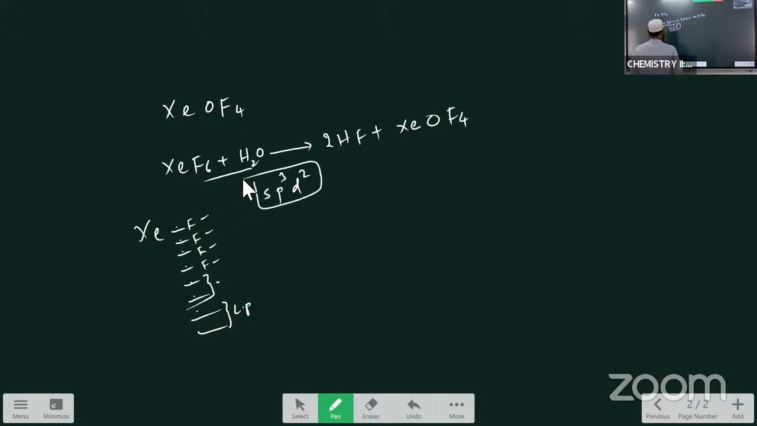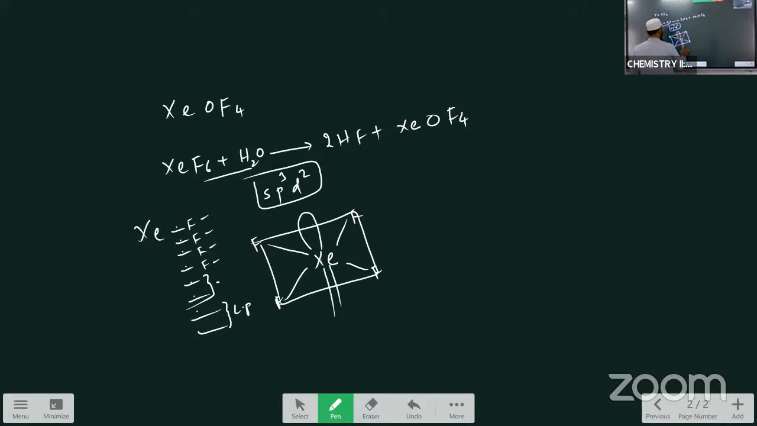In the XeOF4, xenon undergoes sp3d2 hybridization, and what is the shape of that molecule? Square pyramidal shape. कौन से भी दो मिला के 4 मार्क्स में पूछता है, ऐसे क्यों है? तो स्क्वायर पिरामिड शेप. देखिए फर्स्ट 4 फ्लोरीन एटम्स ऐसा जमा लिया मैं, ये हो गया भाई, एक लोन पेयर उतार लिया, ये हो गया, एक डबल बॉन्ड हुआ था ऑक्सीजन से.